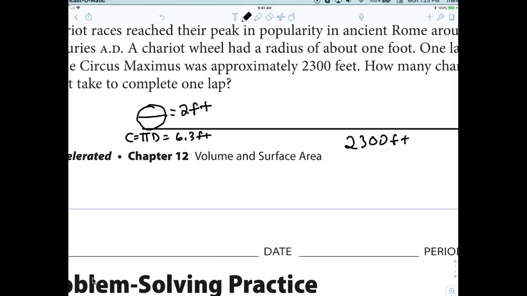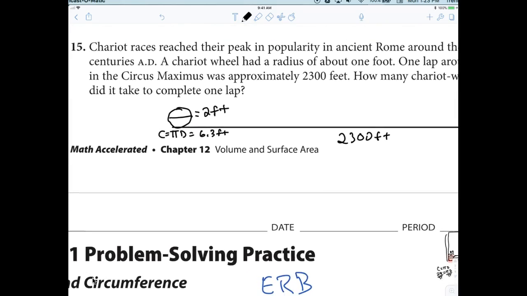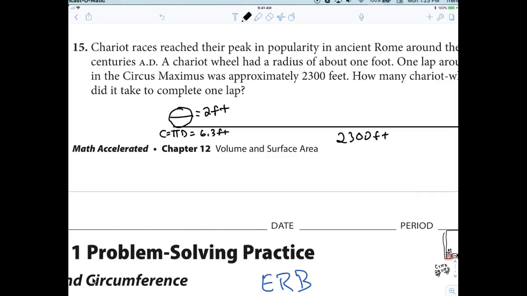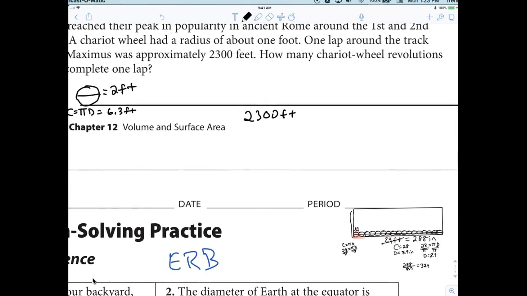So if one rotation is 6.3 feet, how many rotations is it for 2,300 feet? Now, because we're brilliant, we know we can just do 2,300 divided by 6.3. Yes. 2,300 divided by 6.3 equals 365.1. 365.1 rotations.